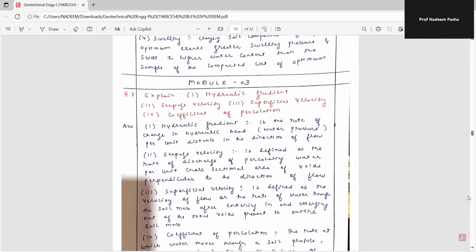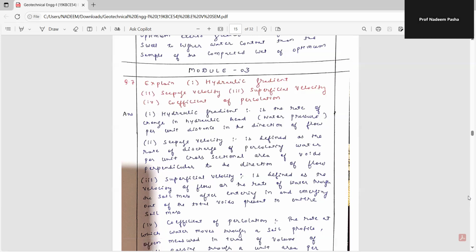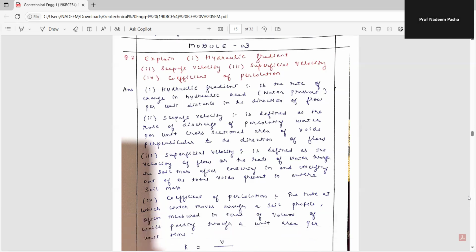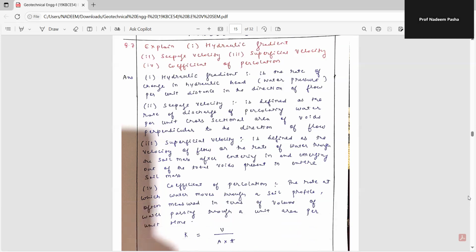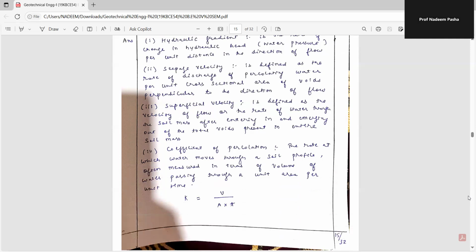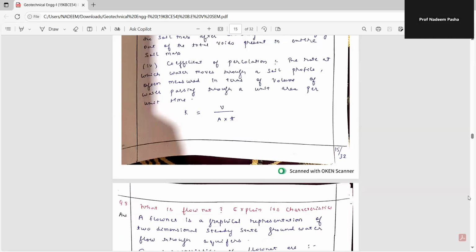Coefficient of percolation. What do you mean by coefficient of percolation? The rate at which water moves through a soil particle, measured in terms of volume of water passing through a unit area per unit time, is known as the coefficient of percolation. K equals V by A into T.